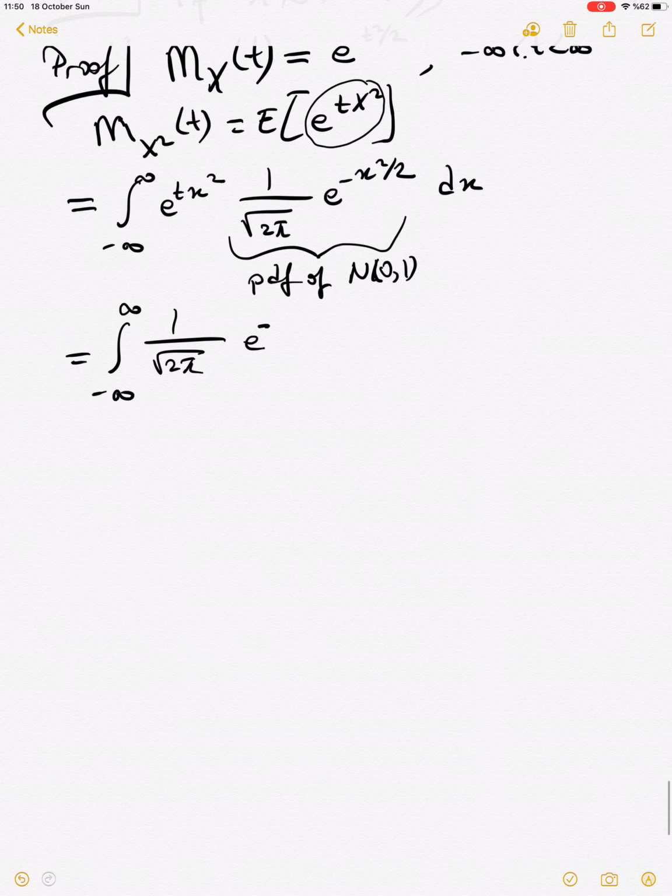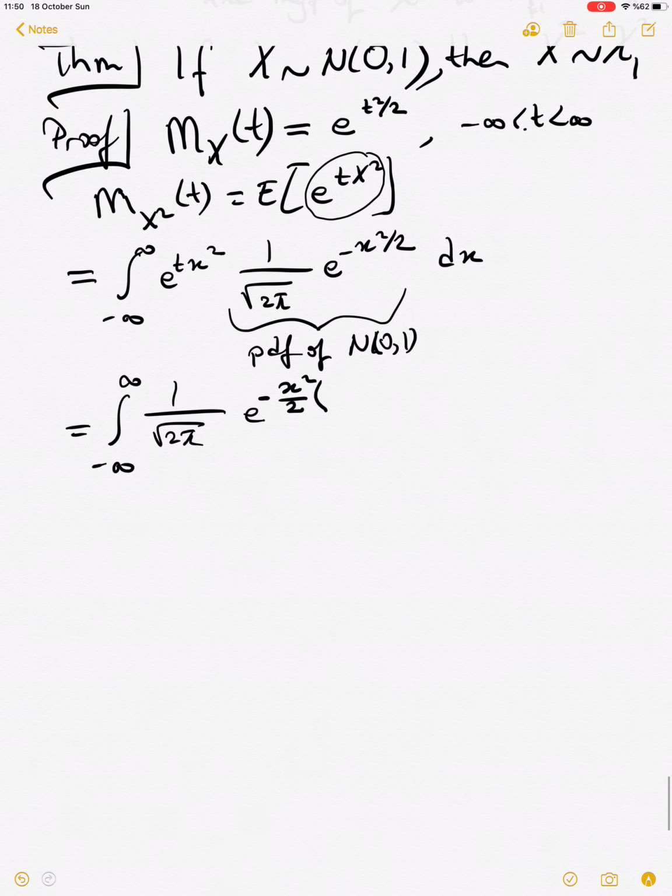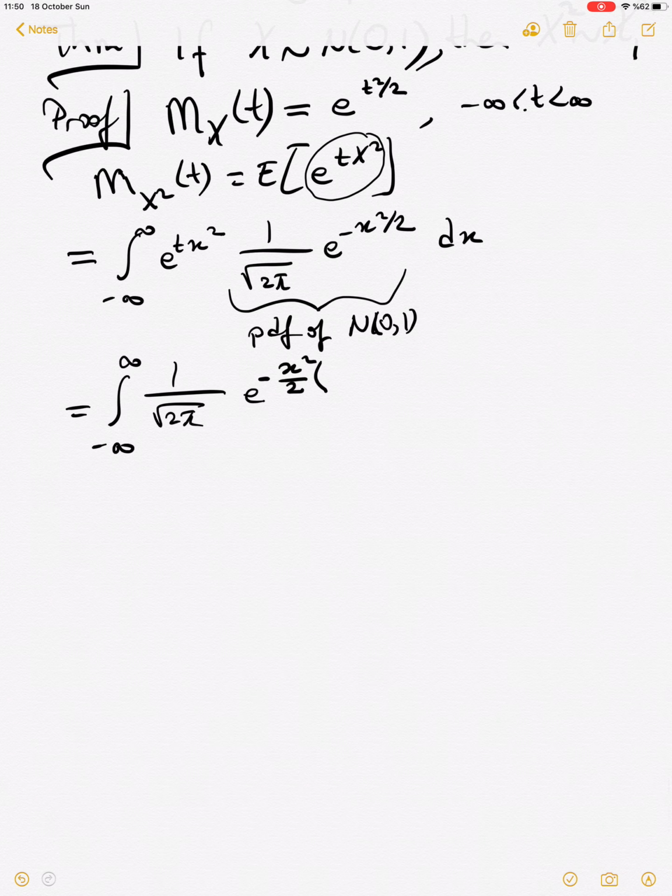Okay, so write this as minus x squared over 2. Then when we do that, we will have 1 minus 2t, right? Because we write it as minus x squared over 2 in parentheses, so t x squared becomes minus 2t inside those parentheses. And we have dx. Okay?